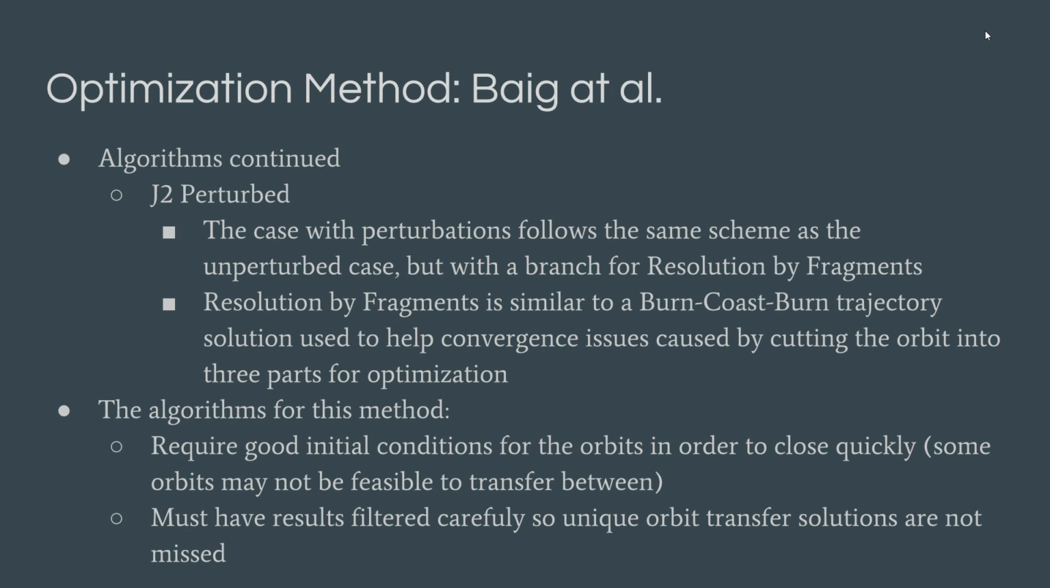And the algorithms for this method require good initial conditions for the orbits in order to close quickly, because some orbits may not be feasible to transfer in between, and then also some of the results may be very unique, and so they need to be filtered carefully so that unique orbit transfer solutions aren't missed.